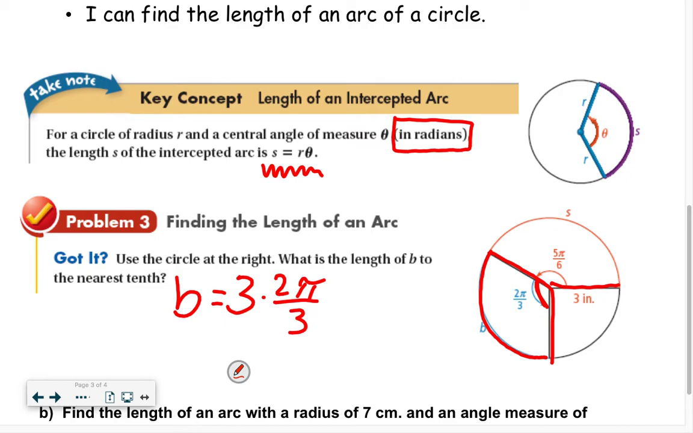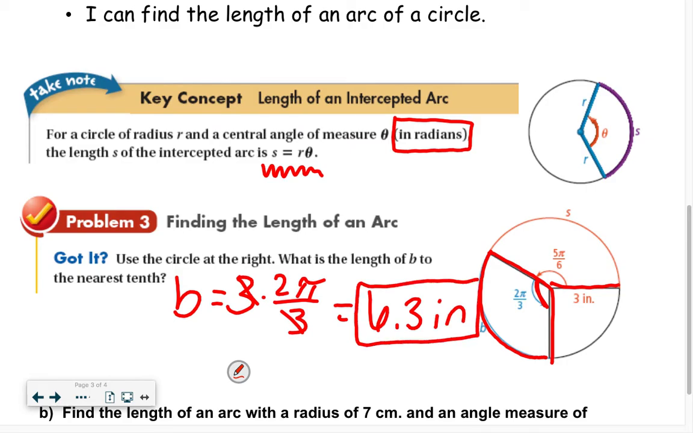What happens with my 3's? Why are we taking 3 times? 3 is my radius, because our equation has radius times our angle. What happens with the 3's? They cancel. So you need to put in your calculator what 2 times pi is to the nearest tenth. You can just use 3.14, and you get 6.3. And then let's throw a label on for good measure. Always use the radius measure, inches, and that is literally it.